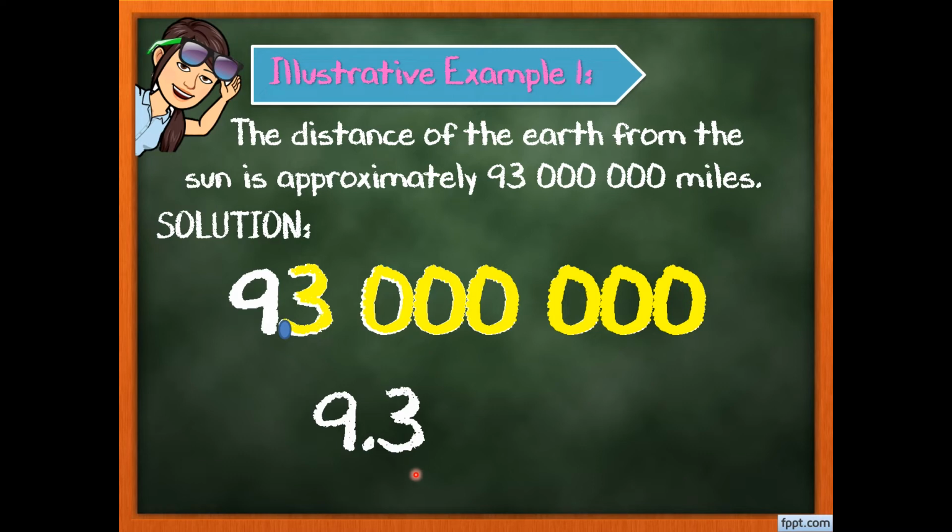Then multiply it by 10. Count the number of places you have moved the decimal point. So 1, 2, 3, 4, 5, 6, 7. Since it is a bigger number, your exponent is equal to 7. So the answer is 9.3 times 10 raised to the 7th power.